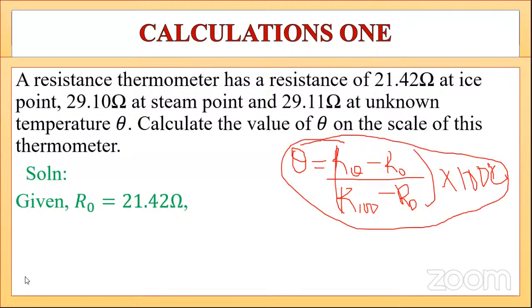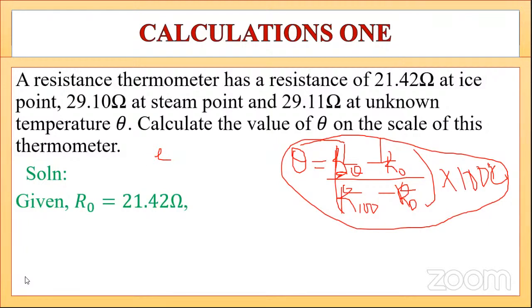If it is the length of the mercury thread, I put L theta minus L naught over L 100 minus L naught. Is that okay? If they say this one is resistance, that's why we have used R to represent resistance. If they say length, then I use L. If they say EMF, then I use E. Is that okay?